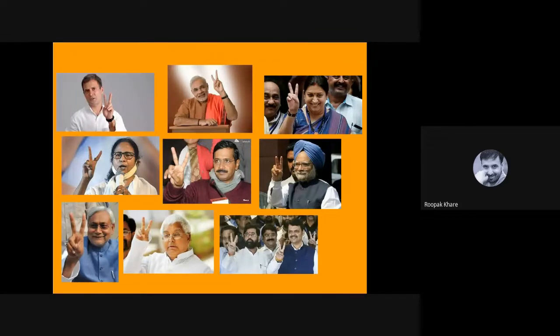Now this V sign is very popular worldwide. Politicians and celebrities use this V sign, pointing two fingers, very often. Even in our country, everybody uses it. Now this has different connotations. At times they use it to signify their victory. At times it is about maybe showing some sort of unity or something. Look at this, all of them use it.